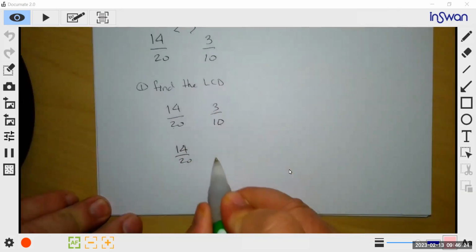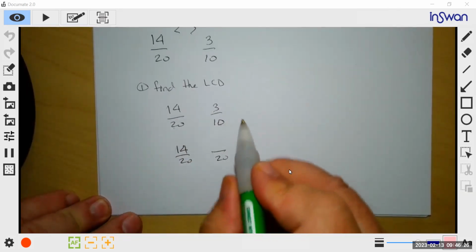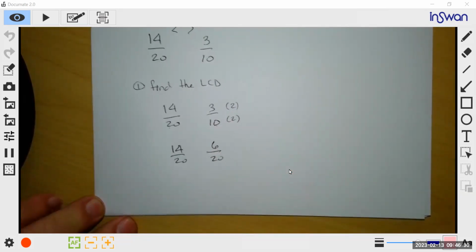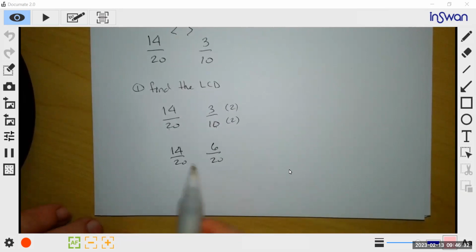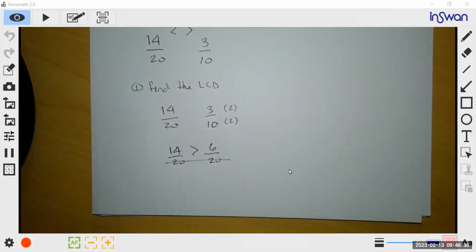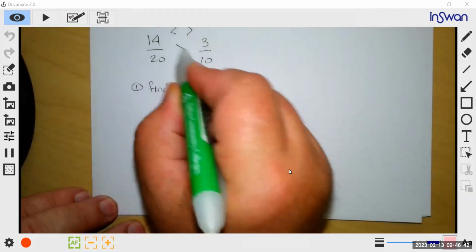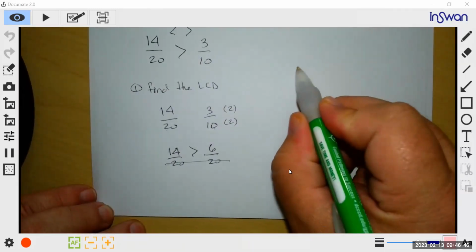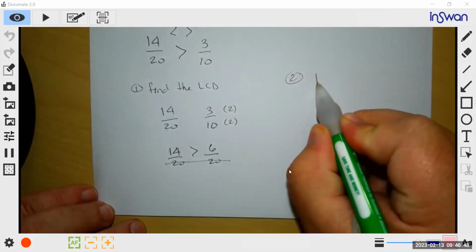So how do I get 20 over here? So I can multiply top and bottom by 2. Once you get the common denominator, just compare the numerators. So the answer is greater than. Or we could do the second method.